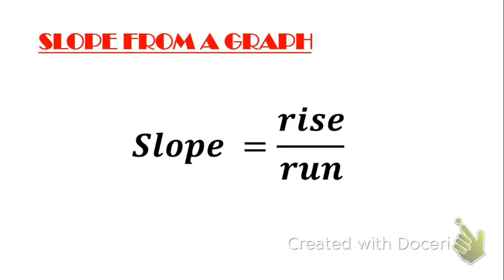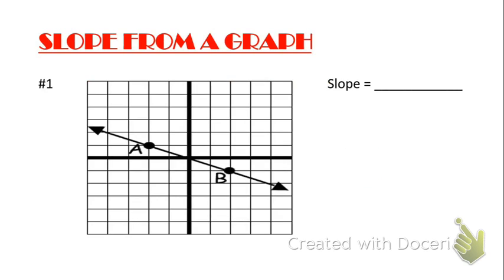So to do slope from a graph, we will be using rise over run. Those are the words we'll be using for slope from a graph. Make sure you write that down. So here's number 1. Notice it has 2 points.